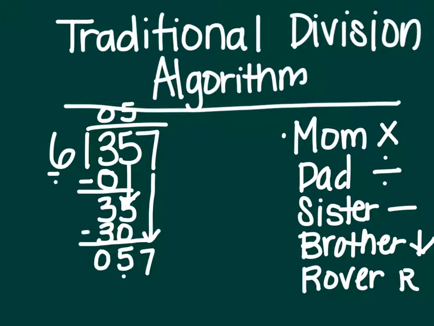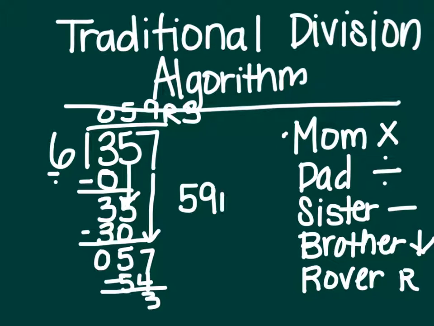We have a 7 left over. This 7 now is 57. And I need to ask myself again, how many times can 6 go into 57? I'm going to multiply. So 6 times 9 is 54. And when I subtract that, I get a 3. That 3, Rover, is smaller than my 6, so I know I have it done correctly. It's a remainder of 3. So I have 59, remainder 3 as my answer.